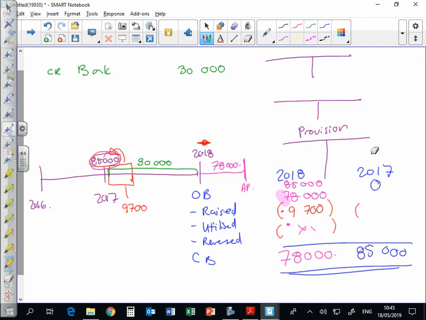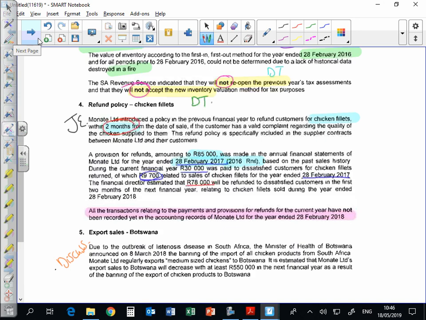Yes. No, the 9,700 is what we utilized. That's what we actually used of that provision, and the rest is what we reversed. Okay. Now, in terms of 2017, do you guys agree that this 85,000, nothing came from 2017, so everything should have been raised in the 2017 year? They didn't tell us anything about reversed or utilized for that year. So let's just leave it at that and quickly have a look at what our disclosure looks like.